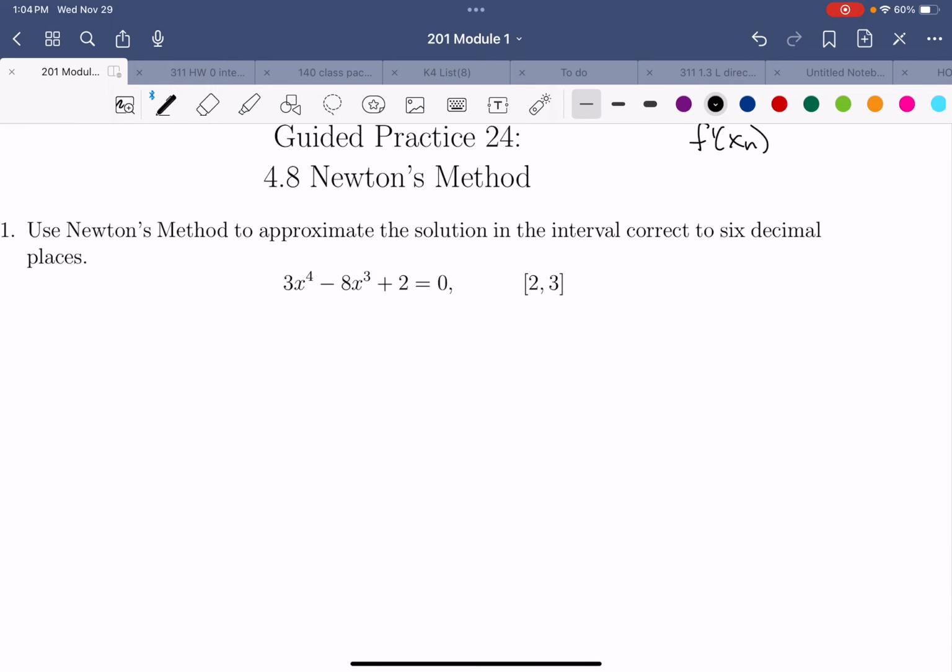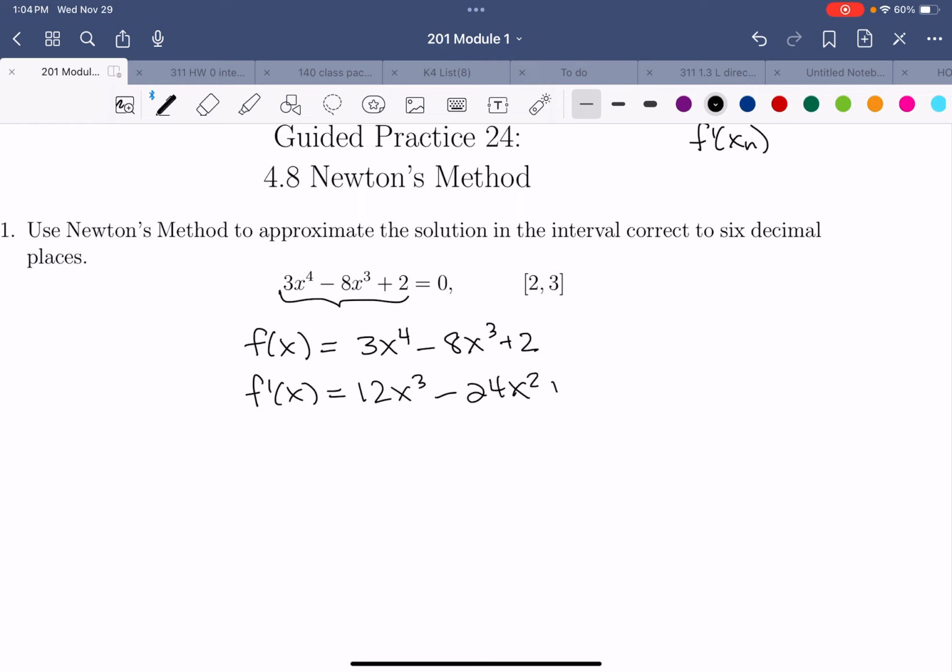We're trying to find a solution in the interval correct to 6 decimal places. So that means that our function here is going to be this thing right here. Your f of x is 3x to the fourth minus 8x cubed plus 2, and its derivative is 12x cubed minus 24x squared, and no plus 2. Now we need something in the interval from 2 to 3.